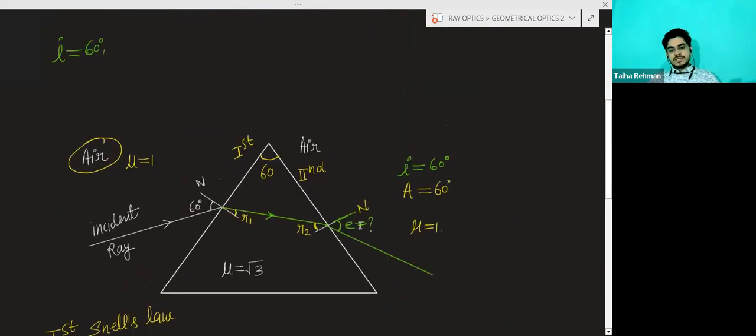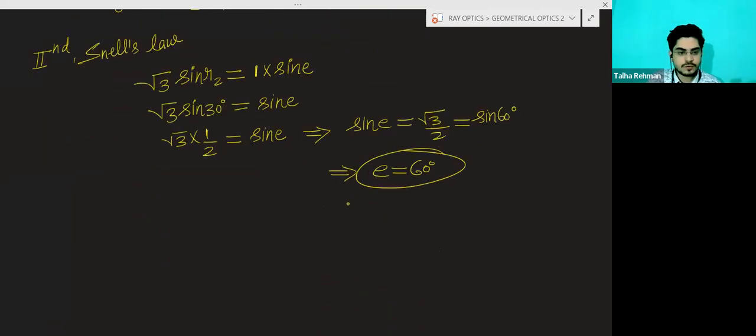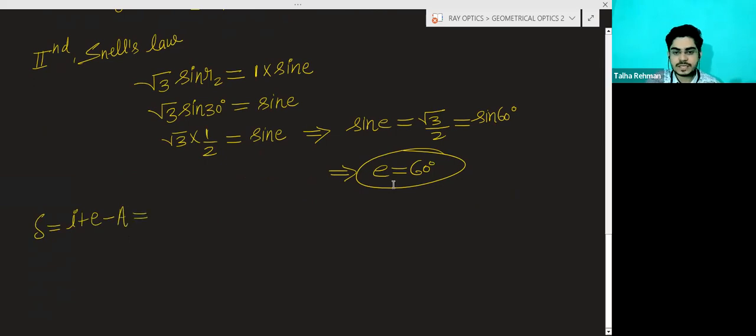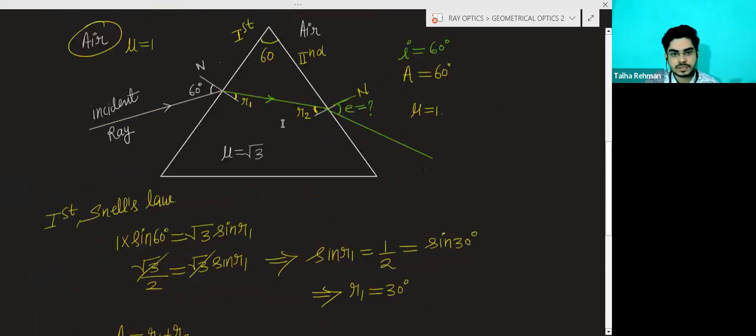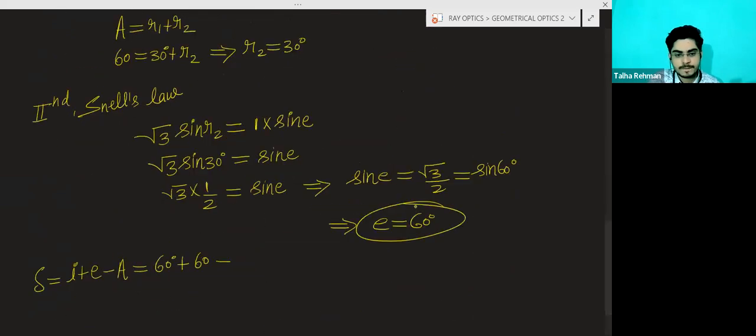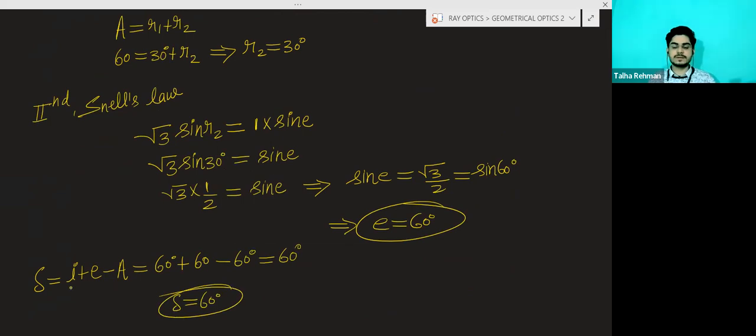So the angle of emergence we have found is 60 degrees. Now you can find the angle of deviation also. Angle of deviation is equal to angle of incidence plus angle of emergence minus angle of prism. Angle of incidence is 60 degrees, angle of emergence is 60 degrees, and the angle of prism A is again 60 degrees. So the answer will be 60 degrees. The deflection for this incident angle will be 60 degrees.